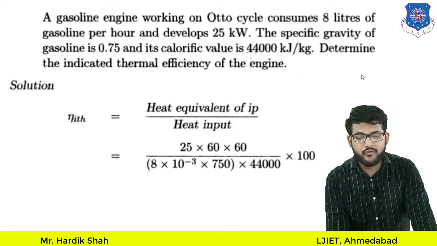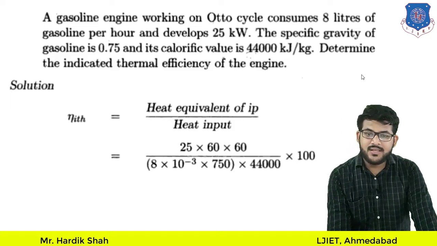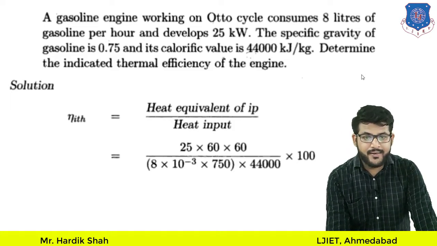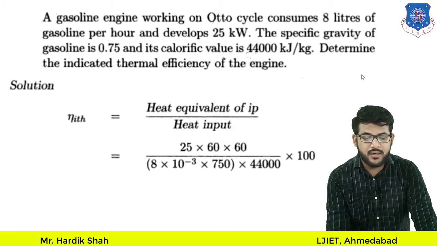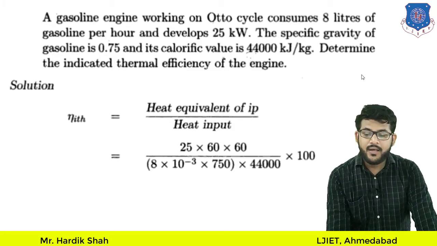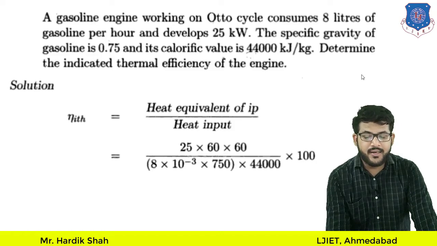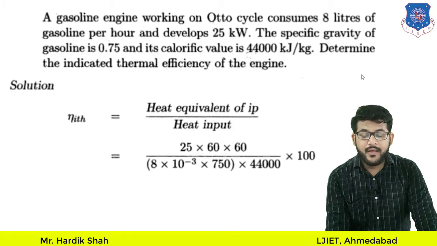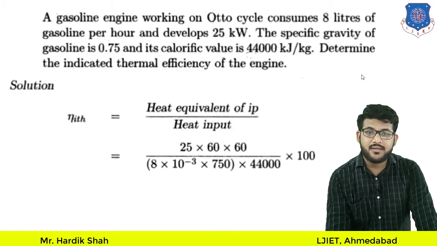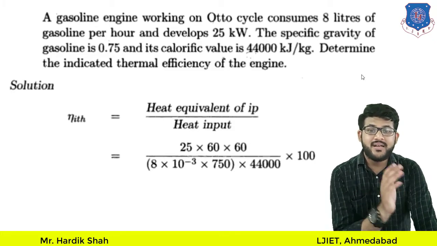CV's value is given as 44000. So here is a simple formulation of this eta TH, that is, eta TH will be 25 into 60 into 60 divided by 8 into 10 raised to minus 3 into 750 into 44000. Now why have we taken this 60 into 60 besides 25?